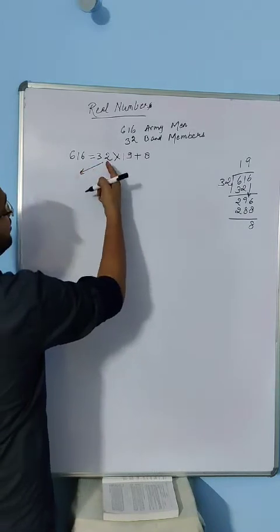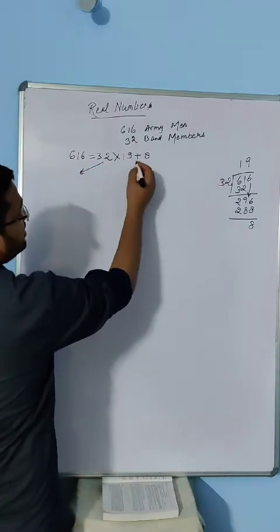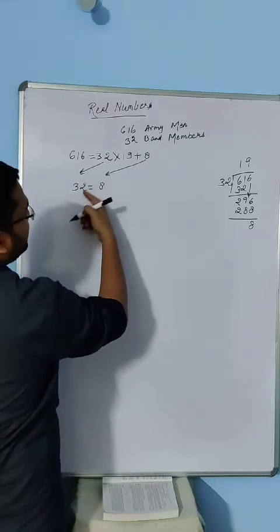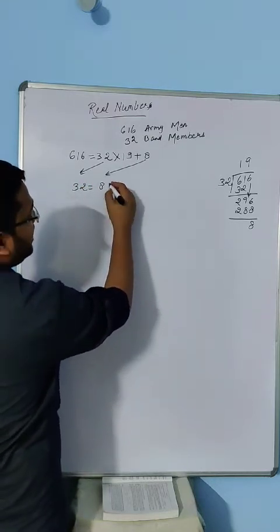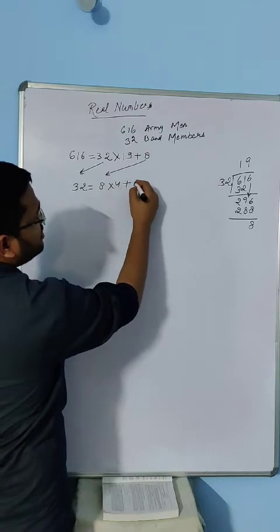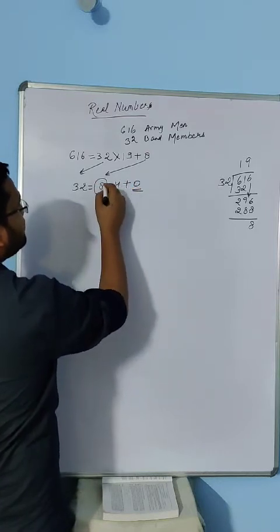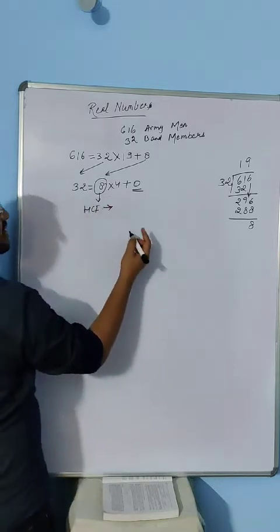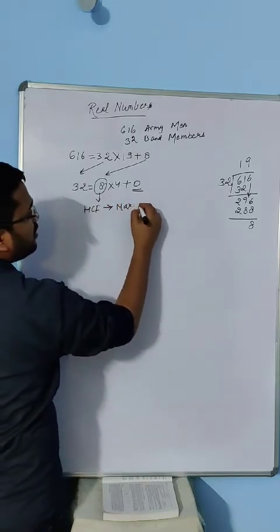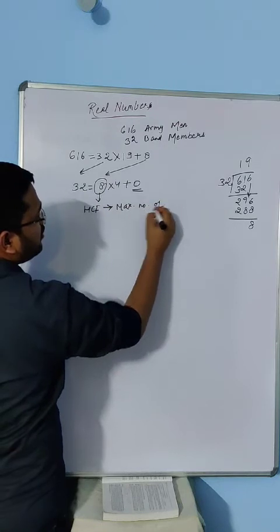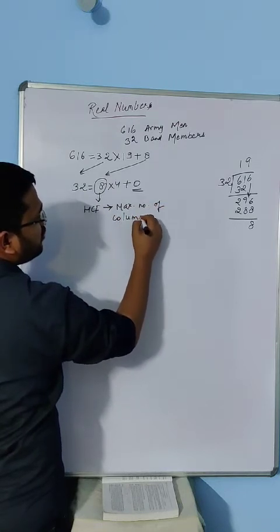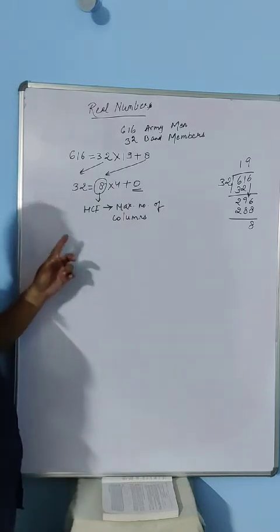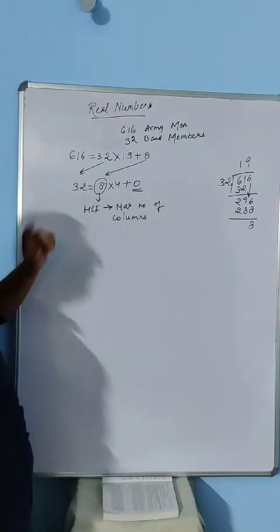Now here the divisor becomes the dividend and the remainder becomes the divisor. So 32 divided by 8 goes 4 times, that is perfectly divisible, giving a remainder of 0. So here 8 becomes the HCF, and this HCF gives you the maximum number of columns. So the number of columns is 8.